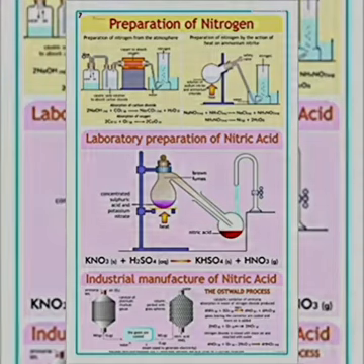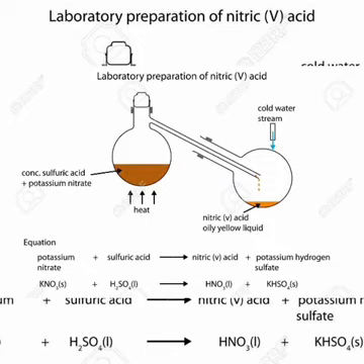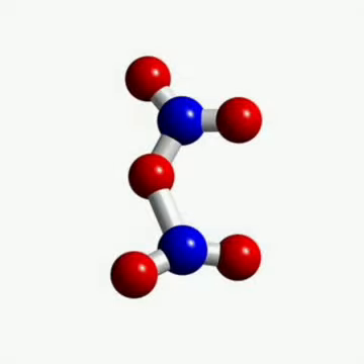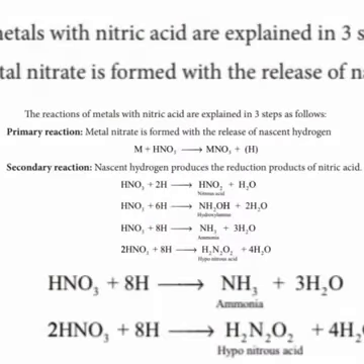Today we are going to discuss the p-block elements 2, that is unit 3. Today our portion is the reactions of metals with nitric acid. It can be explained in 3 steps. There is a page number 62. Please all of you turn to page number 62.